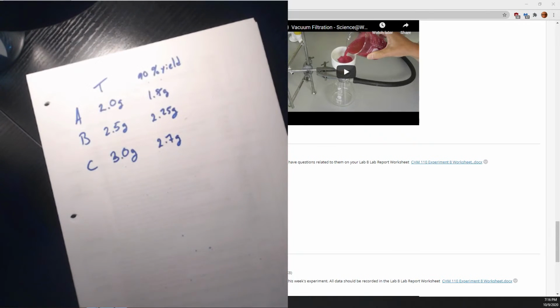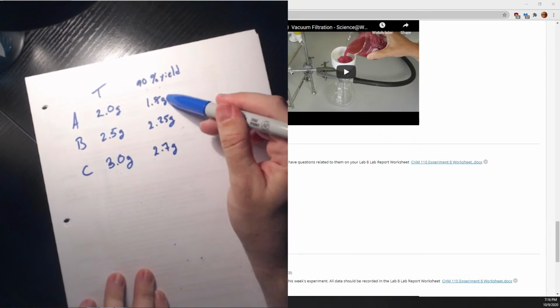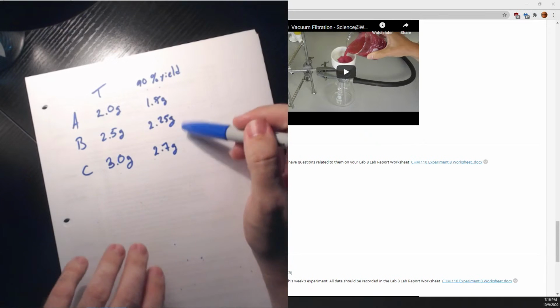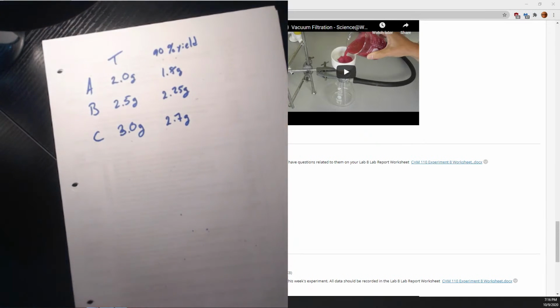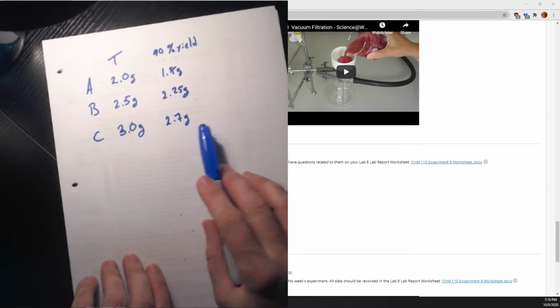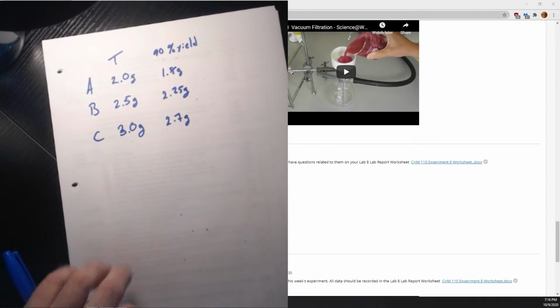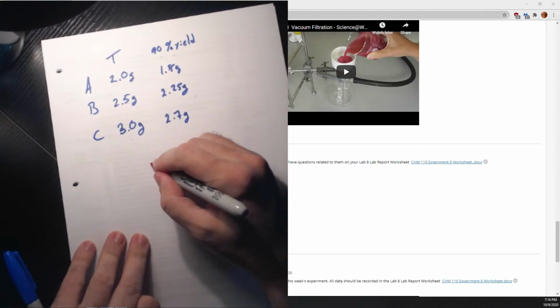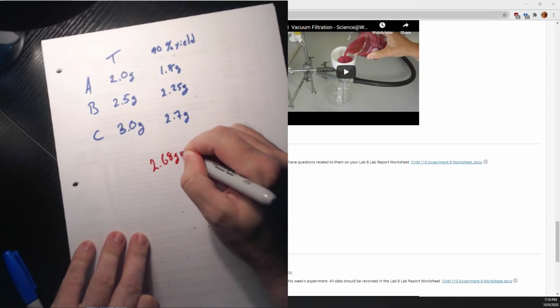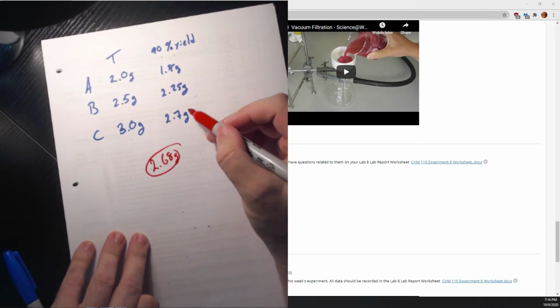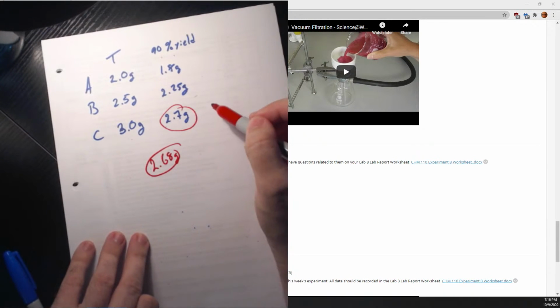So you have these 3 very different possibilities, and you have your actual thing, the thing you don't know what it is. You measure it, and you got 2.68 grams, and you say, oh, that's really close to 2.7, so we're looking at salt C.